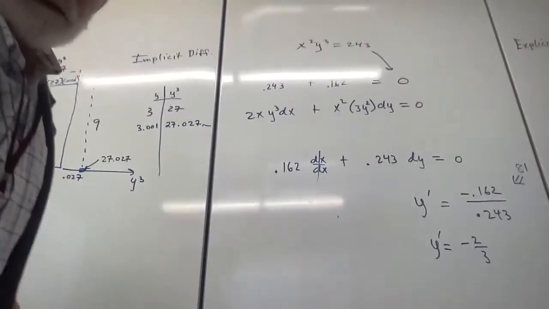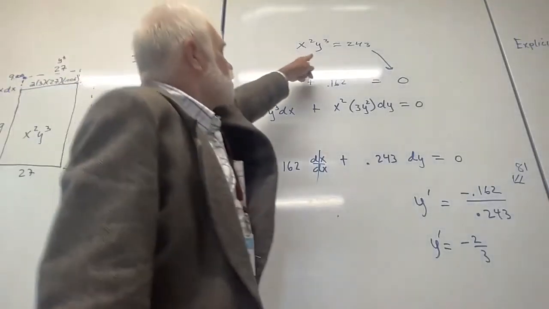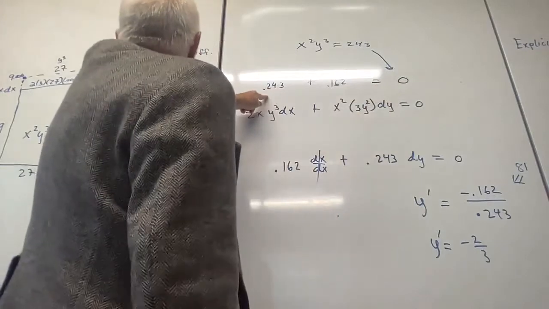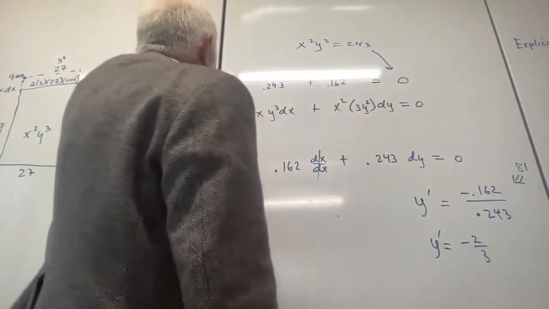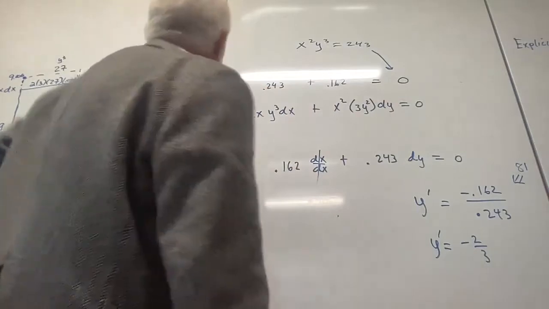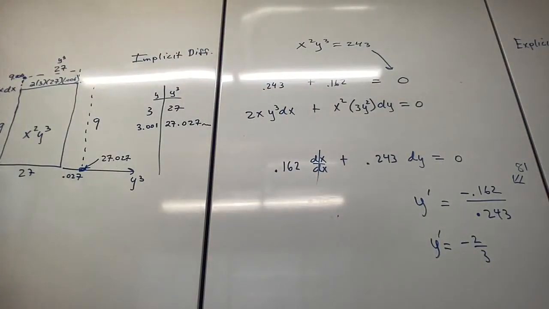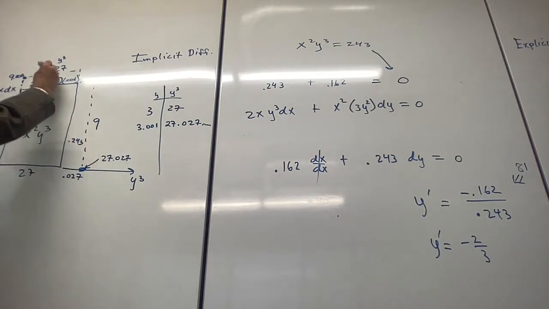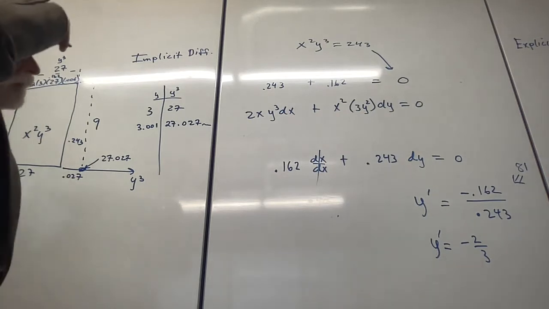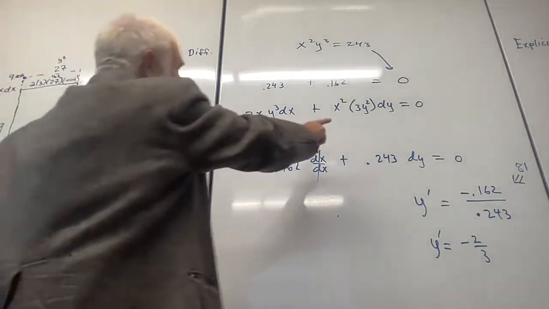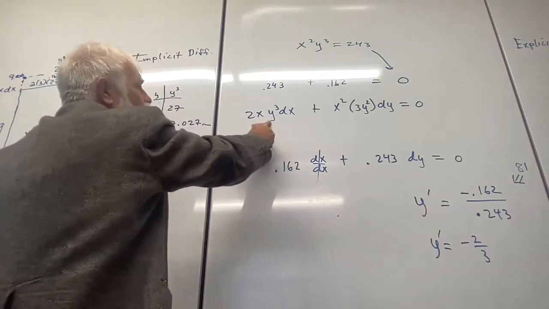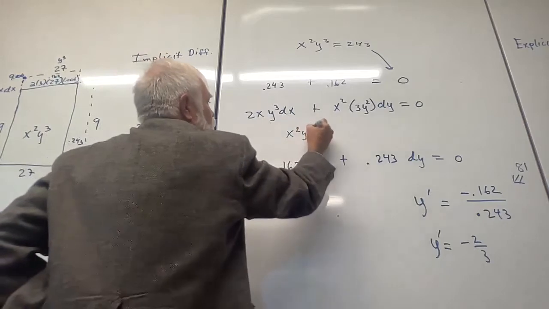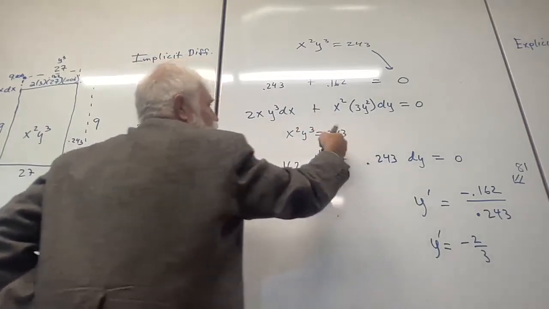Okay, so x squared times y cubed equals 243. 243 is not changing. Our change on the left side was 0.243 and 0.162. The 0.243, I think, is over here, and the 0.162, going on memory here, is that one. All right, so implicit differentiation, 2xy cubed. I probably should put x squared y cubed closer to this. Okay, so no change here.